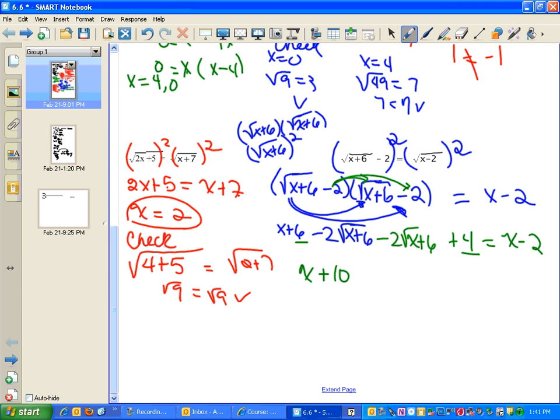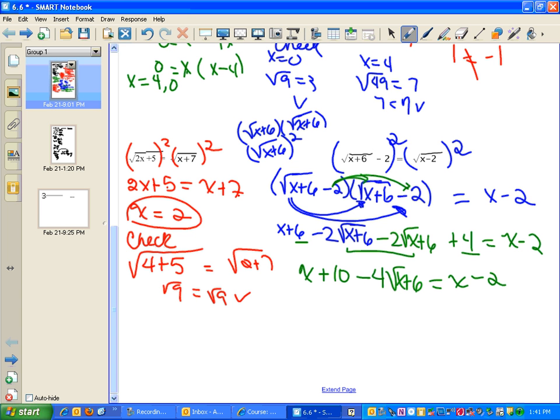Would you agree? And the negative 2 root x plus 6 and the negative 2 root x plus 6, we learned from the previous section, gives me what? Negative 4 root x plus 6. Now that still equals x minus 2. Now the very first thing that I told you to do when doing this problem is to isolate the root. So is my root isolated?